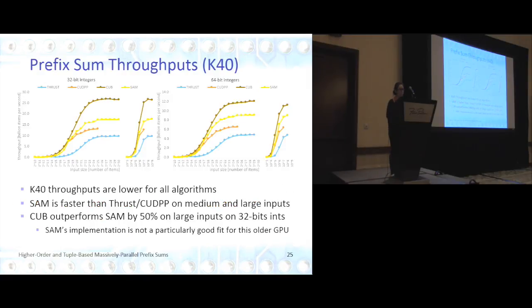So here is the result for K40. On K40, we are still doing better than CUDPP and Thrust, but COP is doing better than SAM by about 50%. And same result for 64-bit integers as well, except the difference between COP and SAM is smaller here. One of the reasons is that SAM has only one code for all the architectures, whereas other libraries like COP optimize their code. They basically have different codes for different GPUs.